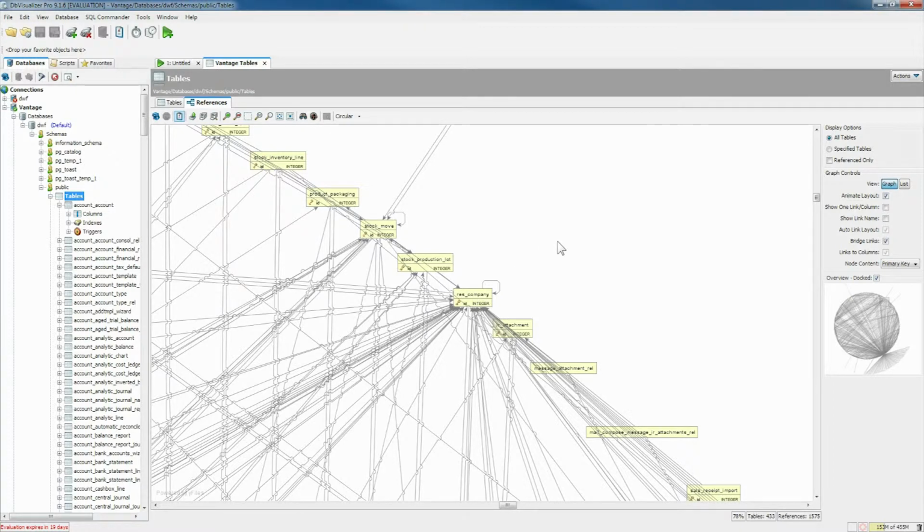This is the graphical look. There's command line tools that I also use for this, and I've been able to rank the order in which we want to do the data import, and that's called the topological sort.